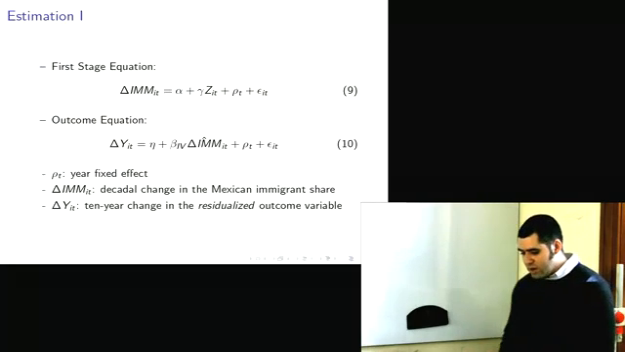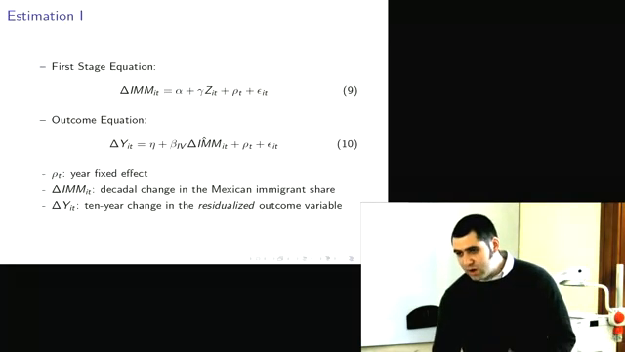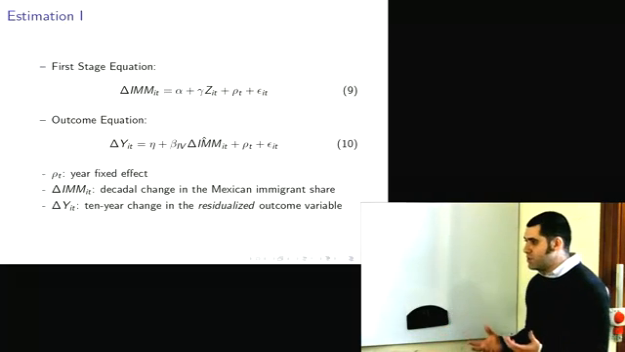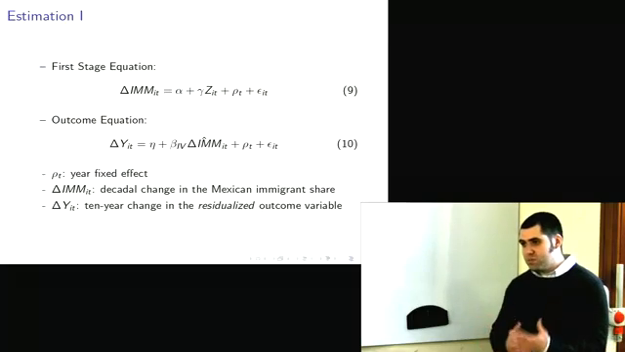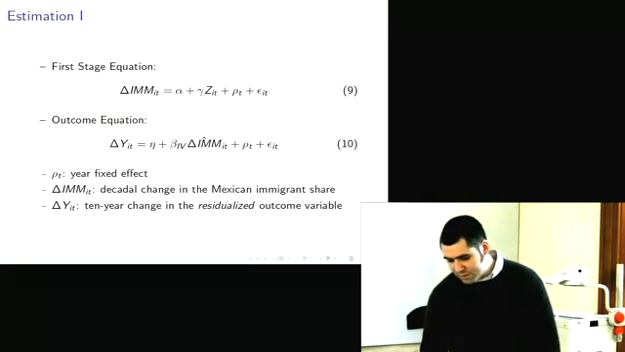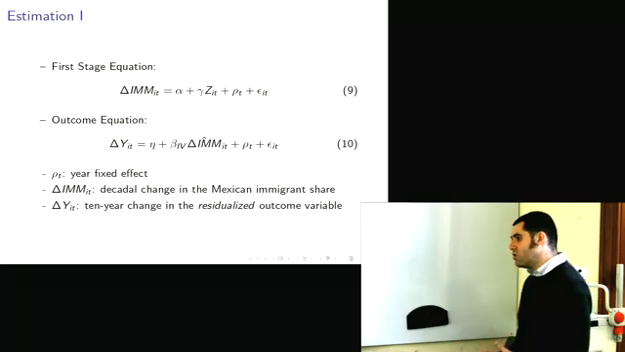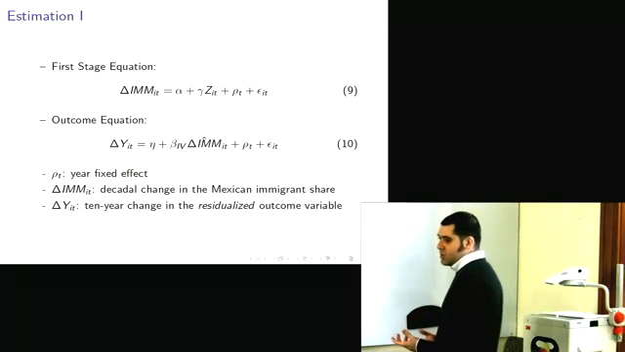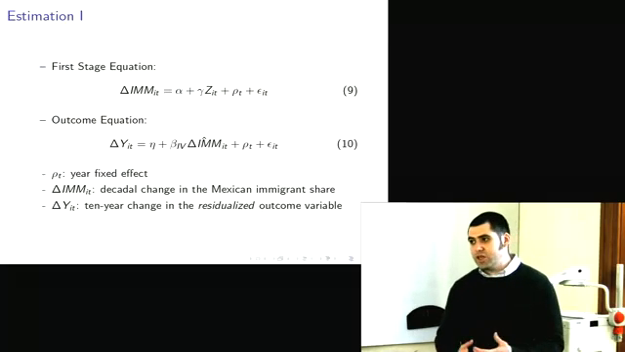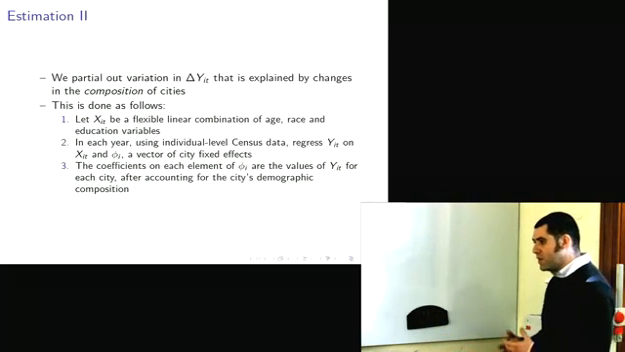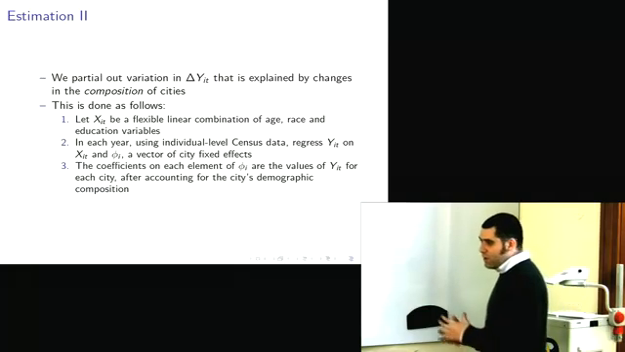We're including a year fixed effect. But we also want to control for changes in the composition of cities. Because it could be that independently of any of that, there's just some movement going on that we might care about. So what we do is we follow a strategy that is introduced in Altonji and Card in 1991, and we parcel out variation in the change in, say, the wage that's explained by changes in city composition. And we follow the following approach.